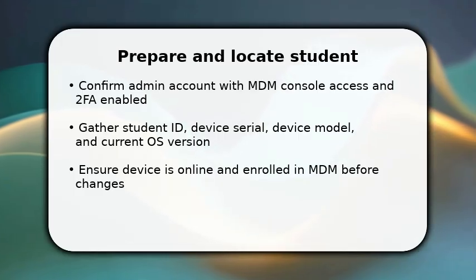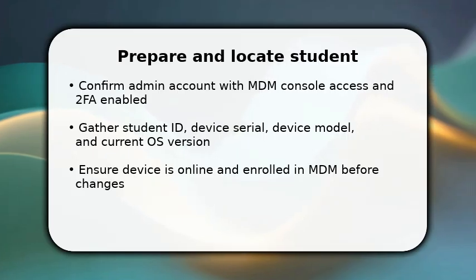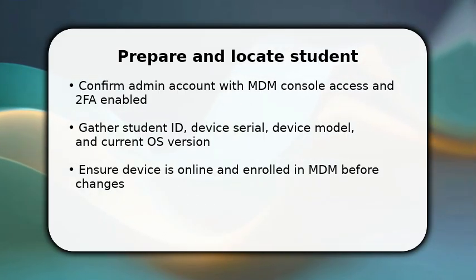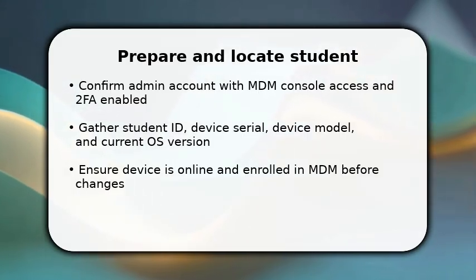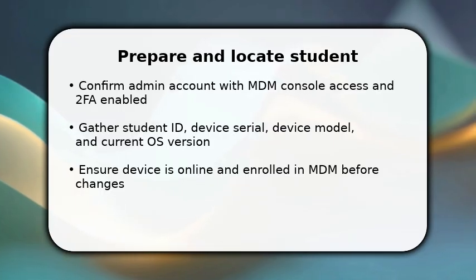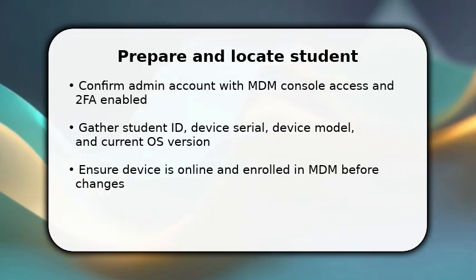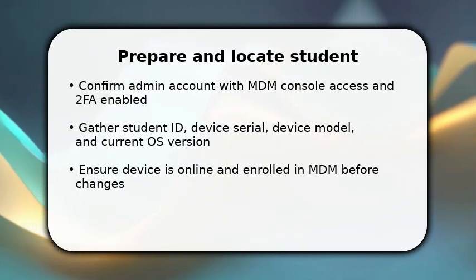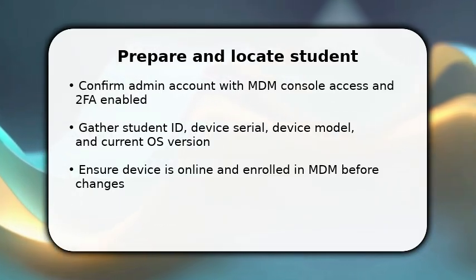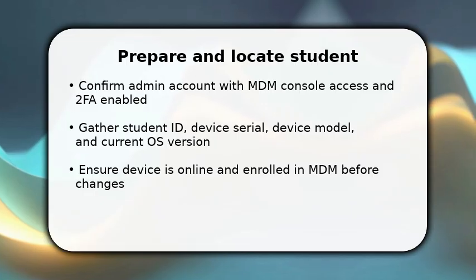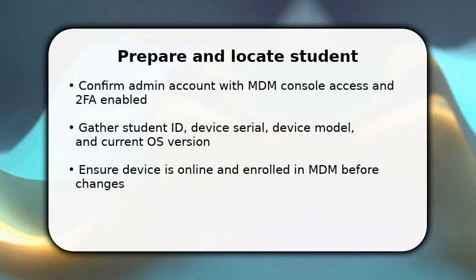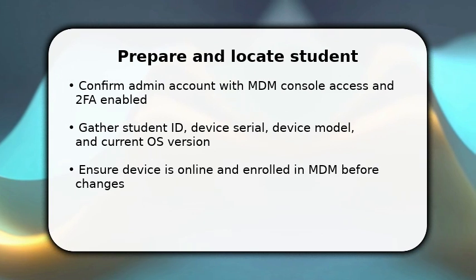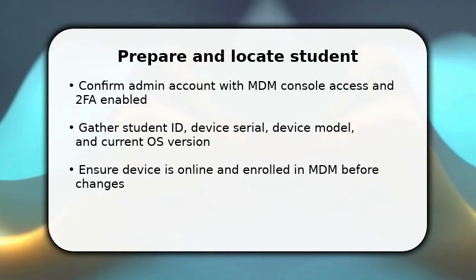You start by verifying prerequisites. You need an admin account with MDM console access and two-factor authentication active. Once confirmed, locate the student record by searching their student ID or device serial in the console. Make sure the device shows as enrolled and online. If it is offline, attempt a ping or message to wake it. Once you see the device status, open the student profile so you can begin targeted updates without interrupting other users.